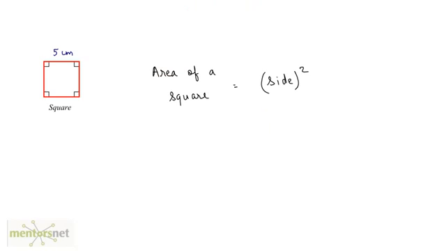Let us start off with a square. The area of a square is equal to the square of the length of its side. Okay? So let us find out the area of this square. The side is given as 5 centimeter. So the area of this square will be equal to 5 squared, and that will be equal to 25 square centimeter, or centimeter square. Easy, isn't it?